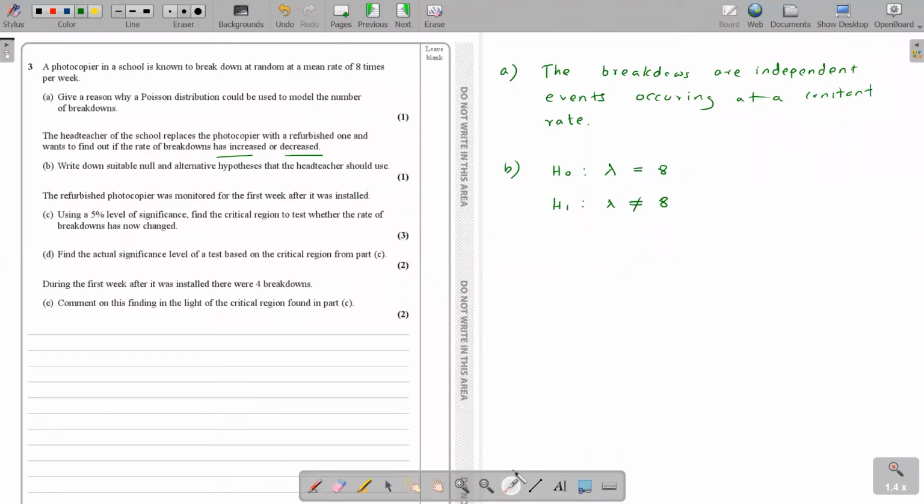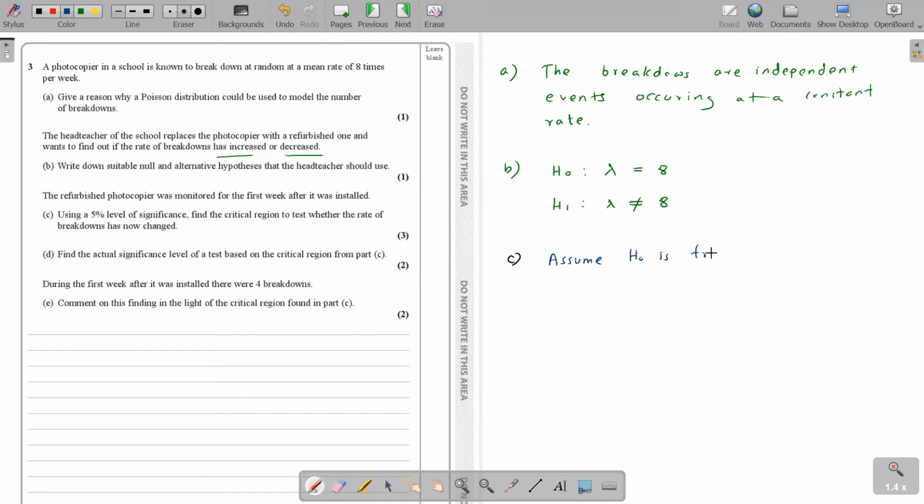Then moving to the next part: the refurbished photocopier was monitored for the first week after it was installed. Using a 5% level of significance, find the critical region to test whether the rate of breakdowns has now changed. So you are supposed to find the critical region. To find the critical region, we assume H0 is true.